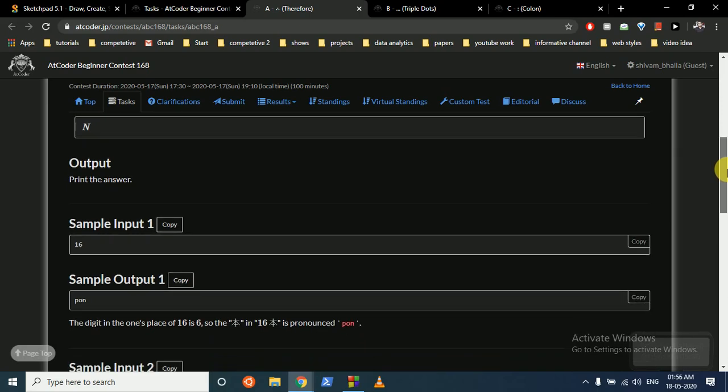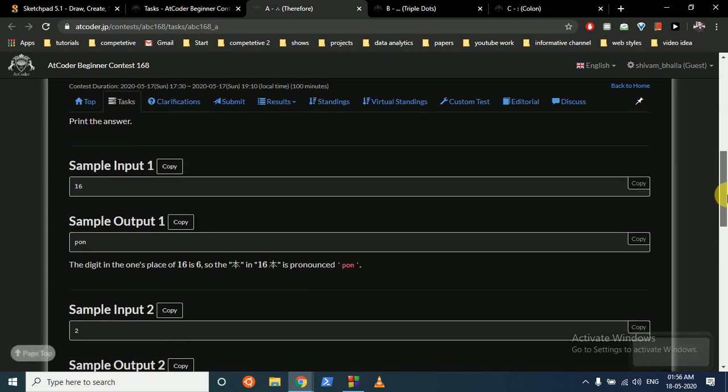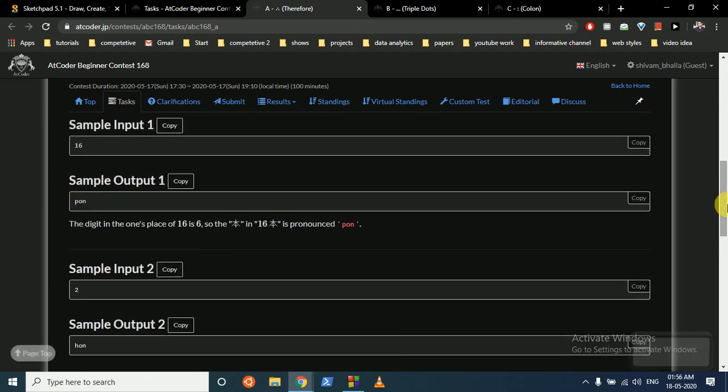So as you can see, you can just easily find out the last digit by taking the number mod 10. That will give you the last digit, and check which category the last digit falls under, so that you just print it out. So that's the simple logic.